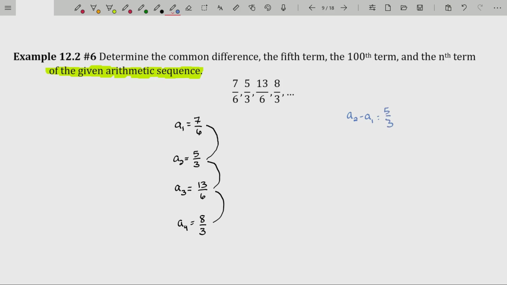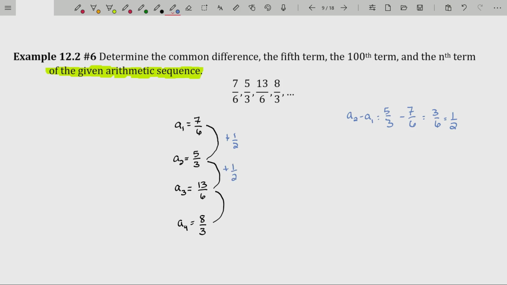A2 is 5/3. A1 is 7/6. That's 10/6 minus 7/6, which is 3/6, which is 1/2. And let's double check that. Did I really add a half here? 7/6 plus 3/6 is 10/6, which reduces to 5/3. That's correct. And then 5/3 plus a half.